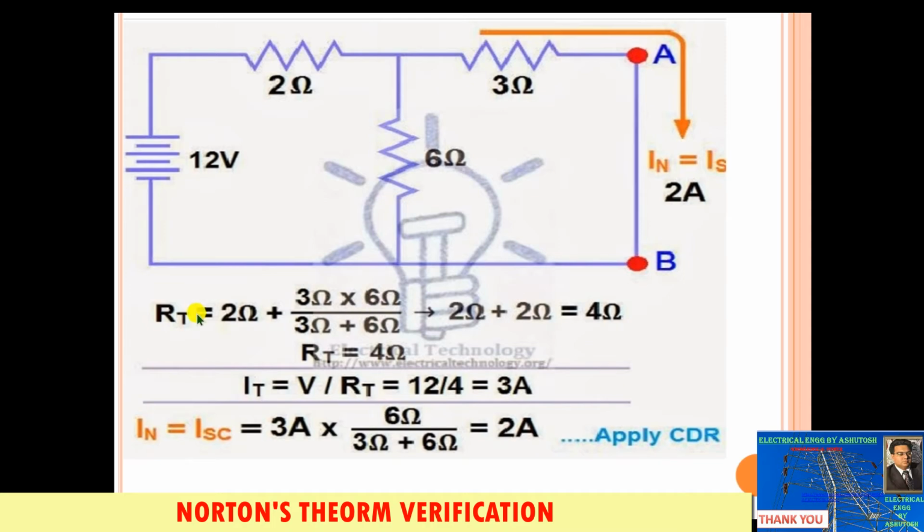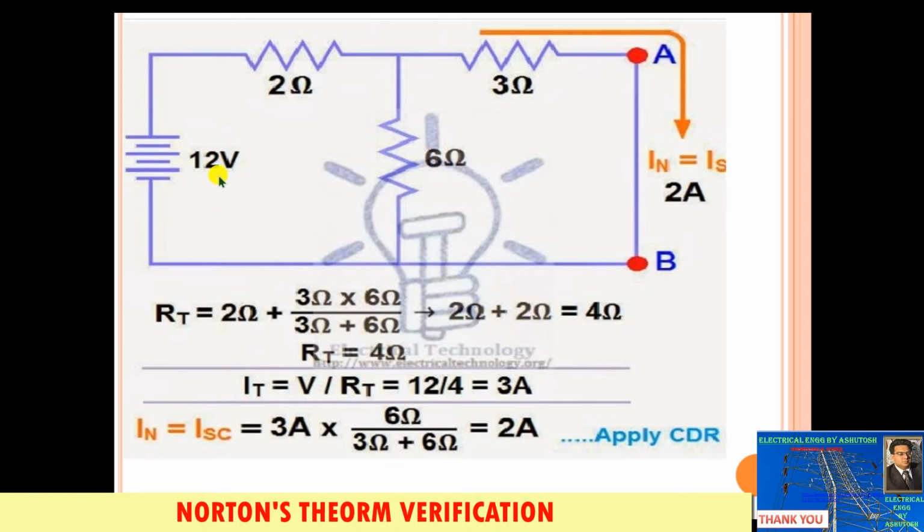We find the equivalent resistance. Basically 3 and 6 will be in parallel, since A and B is closed through the short circuit, so we reduce this circuit. 6 and 3 in parallel: 6 times 3 is 18, 6 plus 3 is 9, so this becomes 2 ohm. Then it is in series with the 2 ohm resistance, so 2 plus 2 equals 4 ohm.